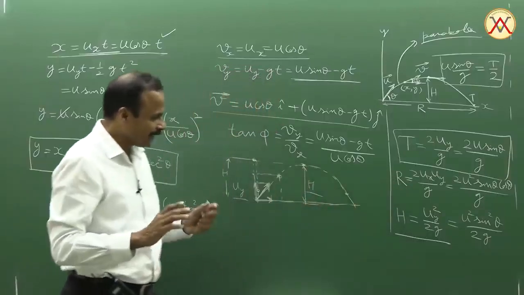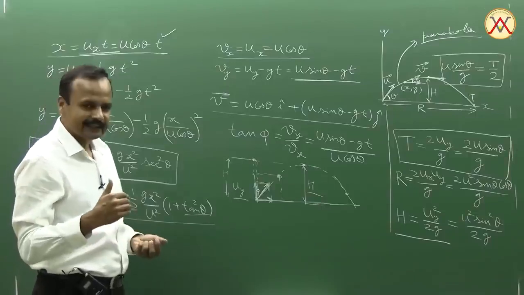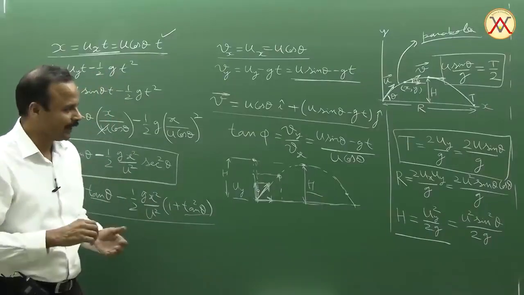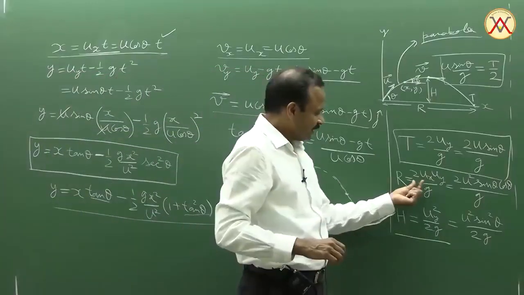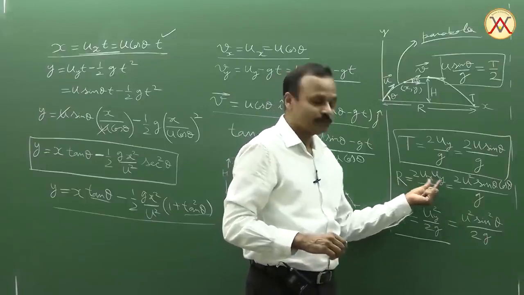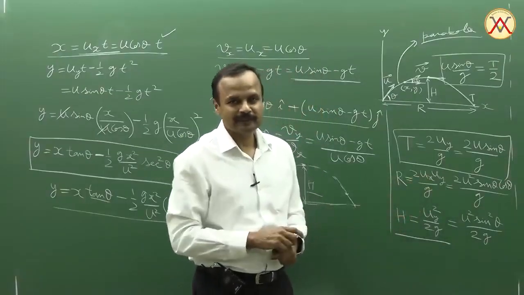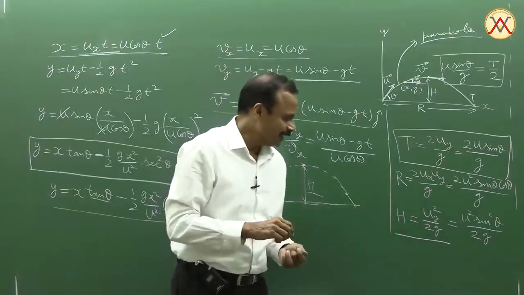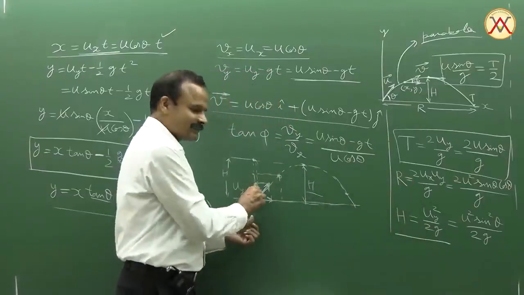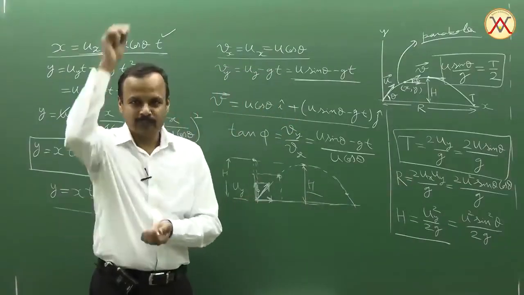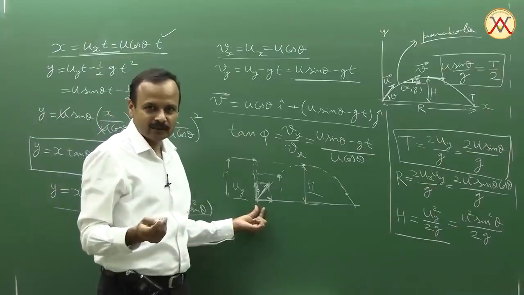We will look at the range function separately after taking one example. I will come back to range. For the time being, you can just see that range depends on the product of ux and uy. So if any of these is 0, range will be 0. That means if you keep the x component of velocity 0, what does it mean? It is this case. If you throw the stone, it will land back at the same spot. Alright. So obviously range is 0.